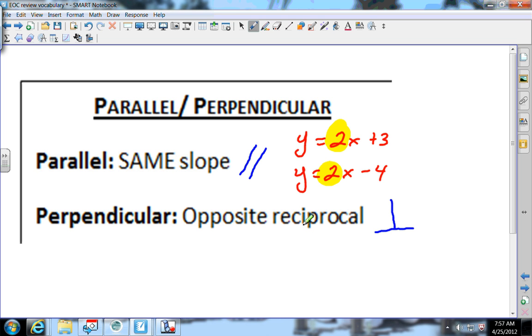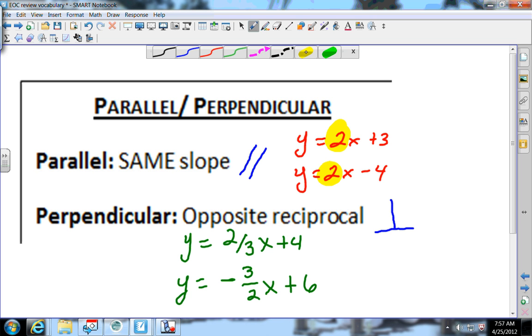Now, what this means by opposite reciprocal, looking at the equations. So say, for example, I have y equals 2/3 x plus 4. Okay? And if they are perpendicular, opposite meaning this slope is positive, right? So it means it's going to be negative. Reciprocal means you flip over the fraction. So it means negative 3/2 x, and it doesn't matter what the y-intercept is. That's not important when we're talking about perpendicular. So right here, that's the example of opposite reciprocal. I would make sure that I had those examples down so I know what they mean.